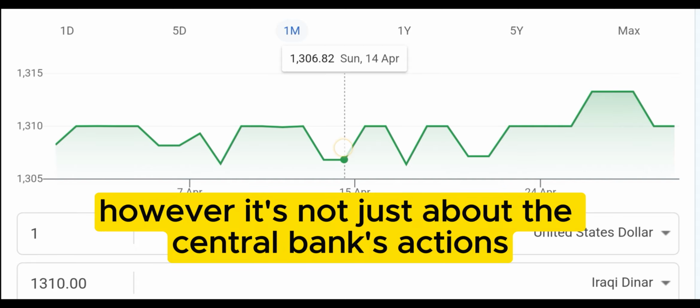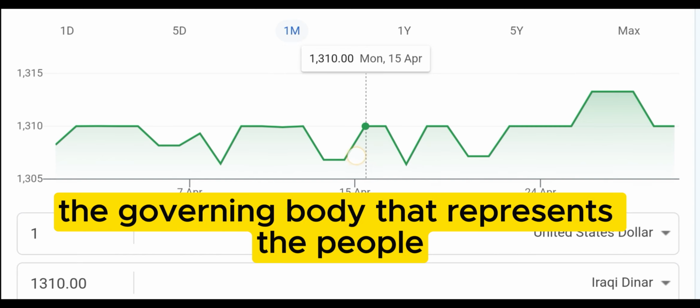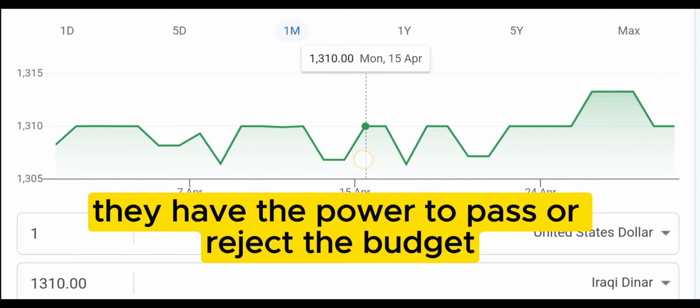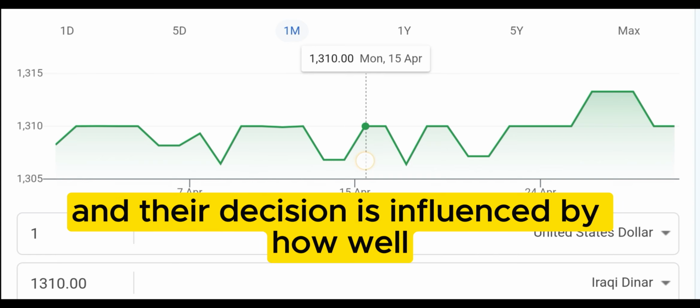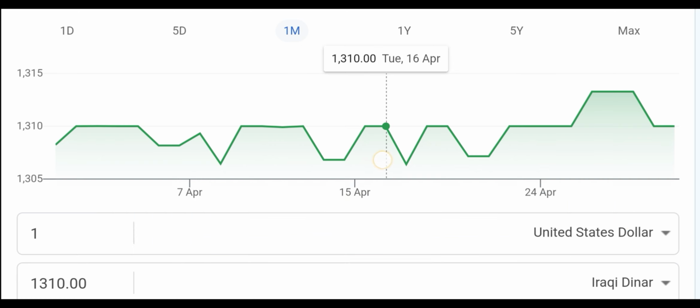However, it's not just about the central bank's actions. The budget also needs approval from the parliament, the governing body that represents the people. They have the power to pass or reject the budget, and their decision is influenced by how well the budget aligns with the country's economic reality, including the exchange rate.